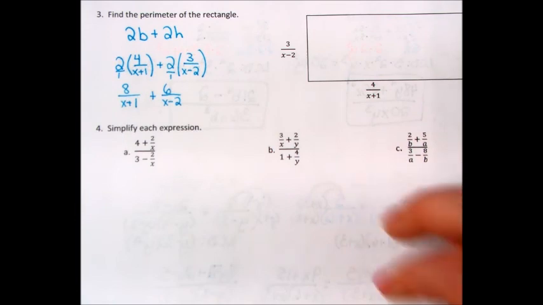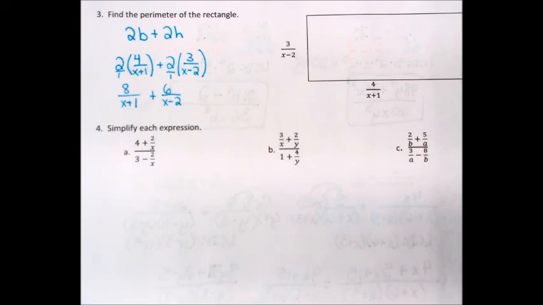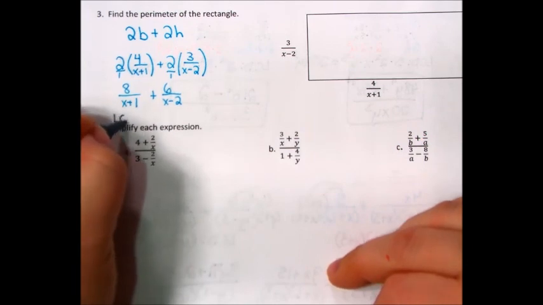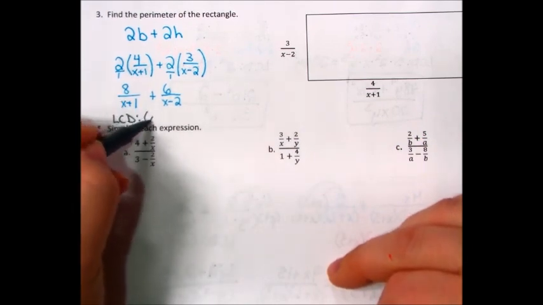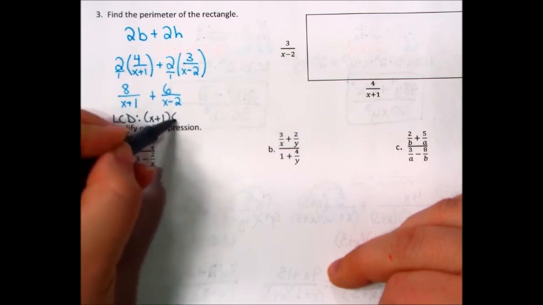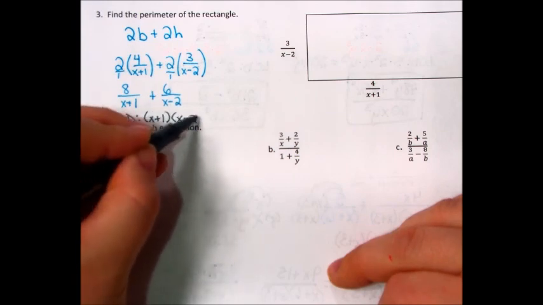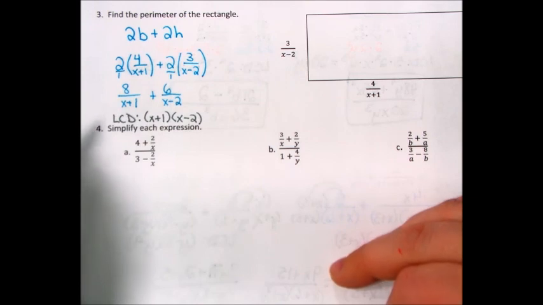First step in finding a common denominator is for us to factor everything, which has already been done for us. So we are just simply looking for our LCD at this point. This one has exactly 1 x plus 1. This one has 1 x minus 2. So my LCD is x plus 1 times x minus 2.